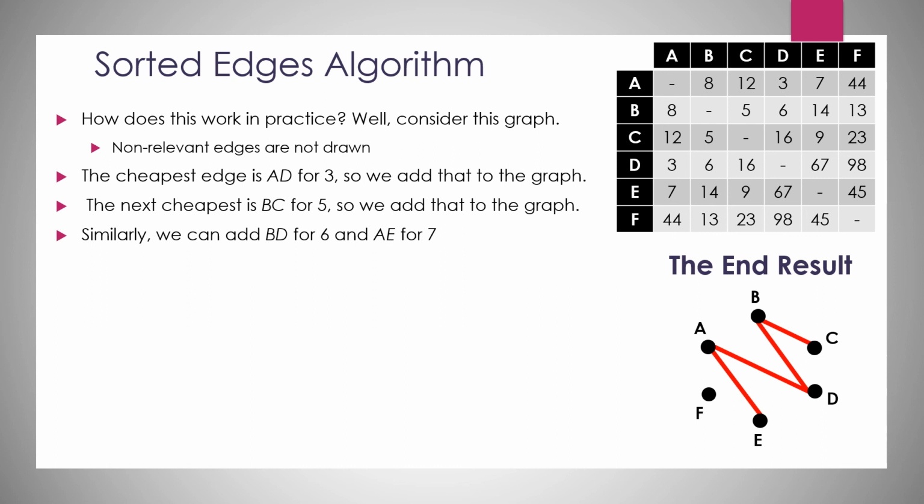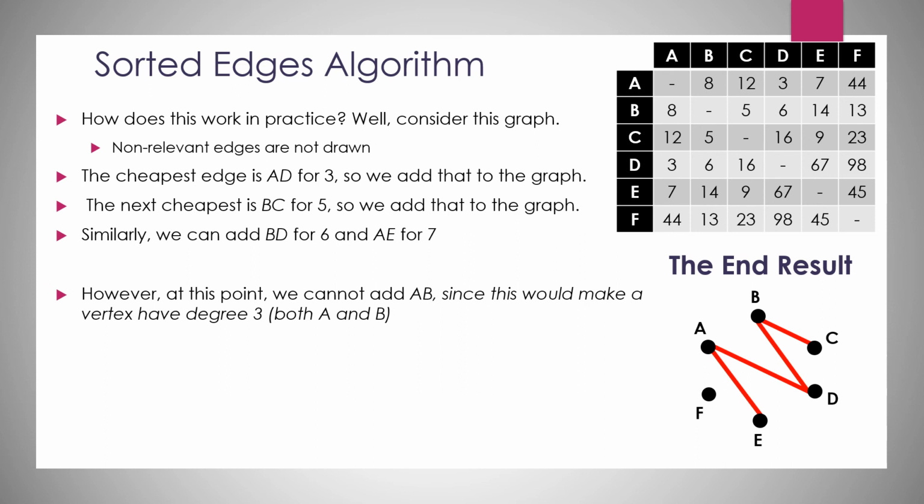But we're not thinking that way. So the next cheapest thing is an AB, which is 8. AB has a score of 8. But I can't pick that, because if you notice, if I was to draw AB, well, then there would be 3 things coming out of A and 3 things coming out of B, and you can't have a degree 3 thing. That's one of the rules against this.